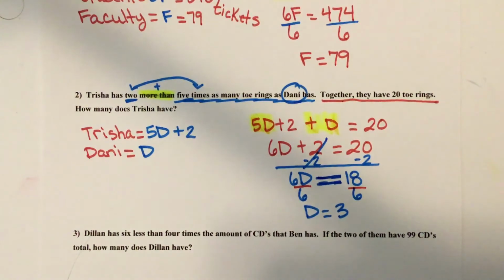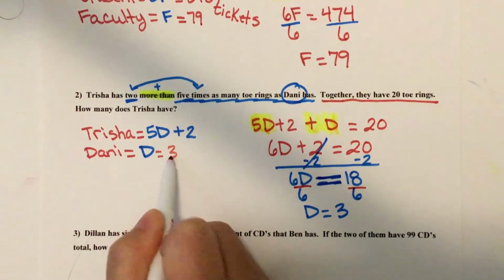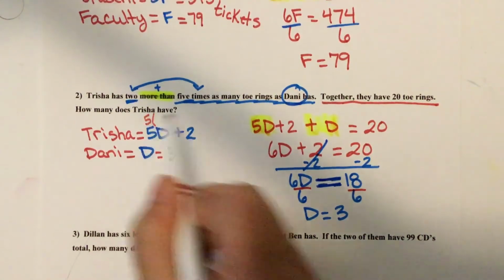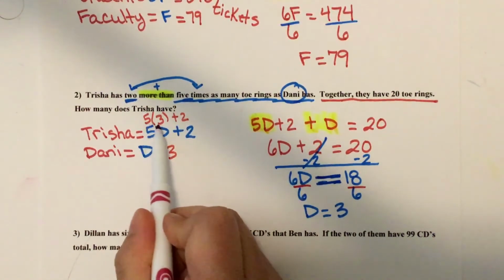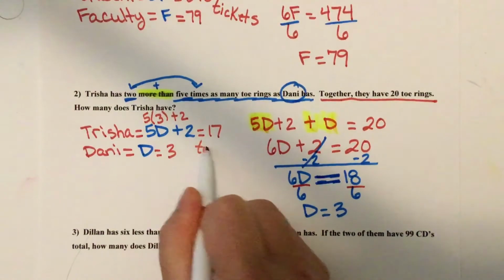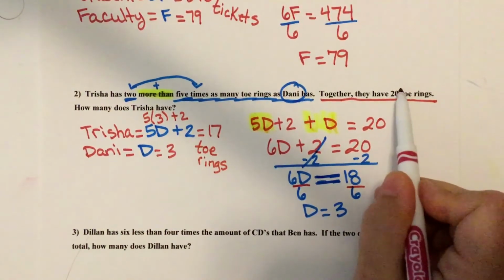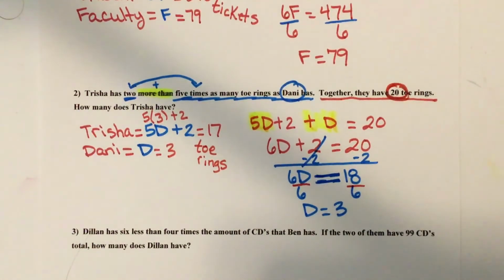Okay, so we just solved for D, which is Danny. So I'm going to come up here to D and label that with a 3. And then Trisha is 5 times D, so 5 times our 3 plus 2. So what's 5 times 3? 15 plus 2, 17. And we're talking about toe rings. It did say that they together have 20 toe rings, so if you add up the 17 and the 3, sure enough, that's the 20 they were talking about.